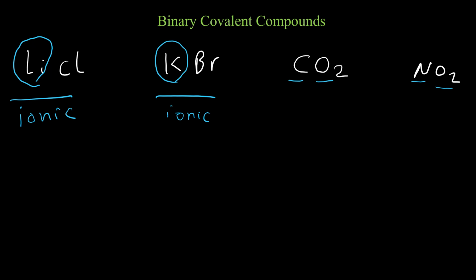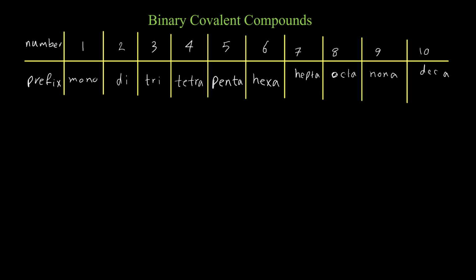When we want to name a covalent compound, we need to mention how many atoms of each element we have in our formula. But in ionic compounds, we don't mention how many ions we have when naming. We just mention the name of the cation and anion. But to mention how many atoms we have, we need to use Greek prefixes for naming covalent compounds. I'm going to list them here for you. Let's have some examples to see how we can name covalent compounds.